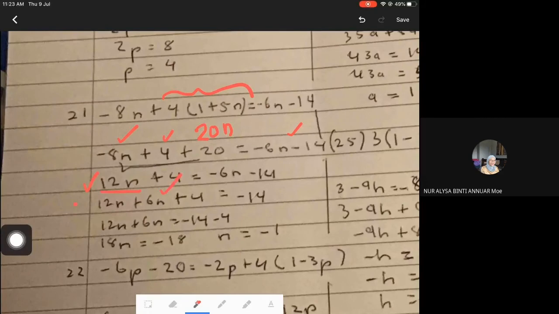Okay, ni betul. Okay, ini pun betul. Ini plus 4 jadi bring to the right side jadi minus 4. Okay, correct. It's correct. So n equals to negative 18 divide 18 is negative 1. Okay, correct. Yeah. Good. Number 26. Okay.